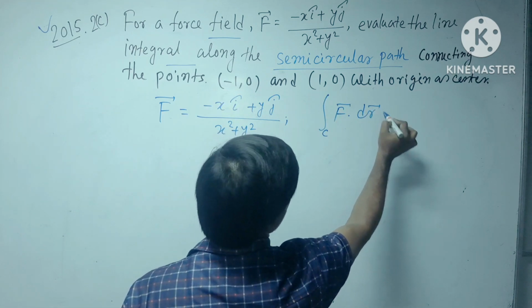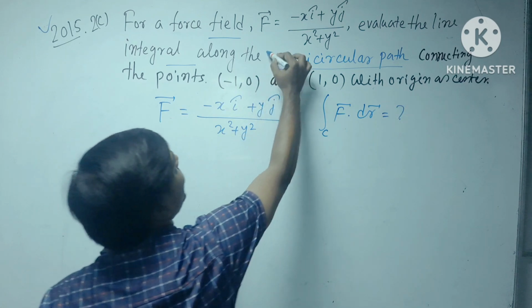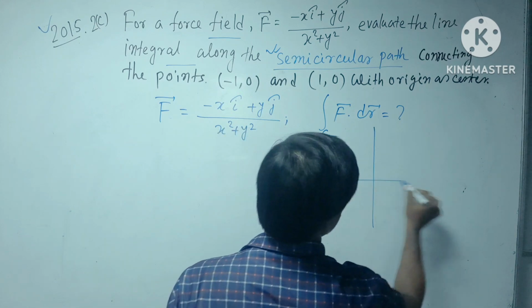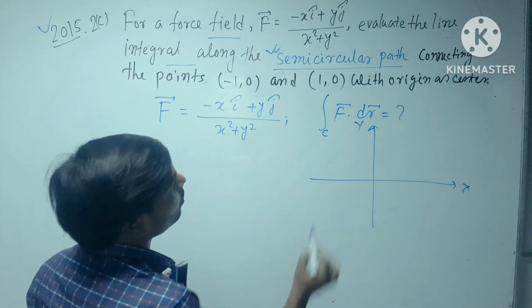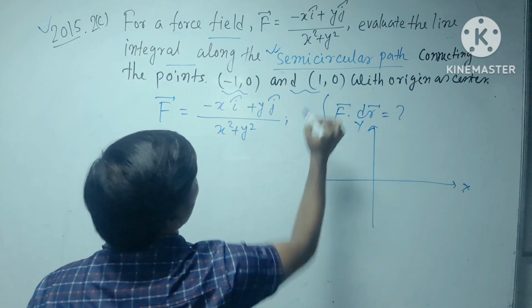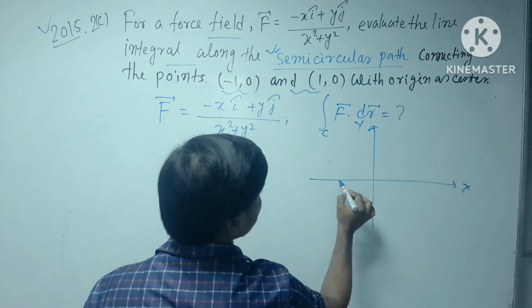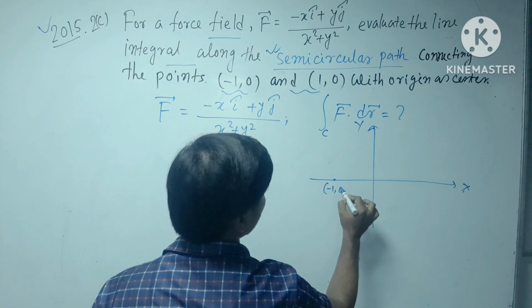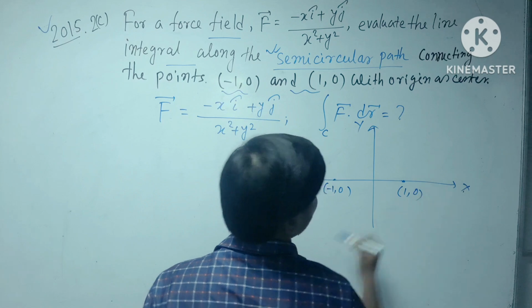You have to do this f dot dr. What is the path given? The path is semicircular in the xy plane. So just draw this picture, xy plane, a semicircular path which connects the 2 points 1 0 and minus 1 0. So what is minus 1 0? x is minus 1 and y is 0. Let's say this point is minus 1 0 and this is 1, so this is 1 and 0.